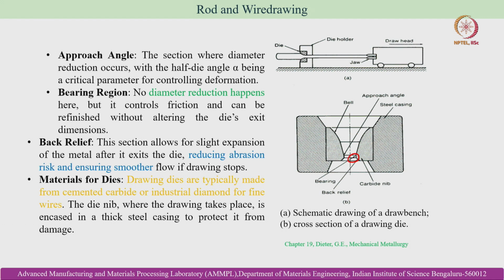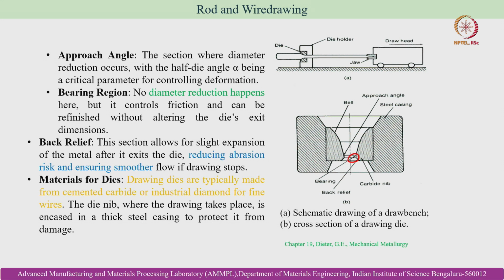This section allows for slight expansion of the metal after it exits the die, reducing abrasion risk and ensuring smoother flow if drawing stops. This back relief is also very useful to reduce the chances of residual stress development within the drawn wire, and thereby it also allows the drawn wire to be used for practical purposes.